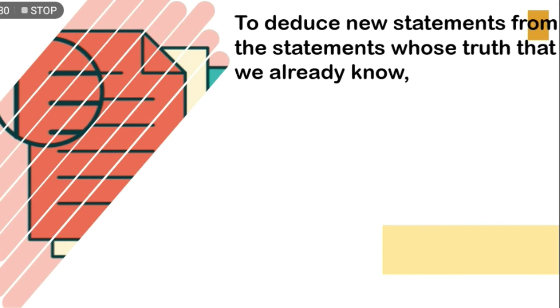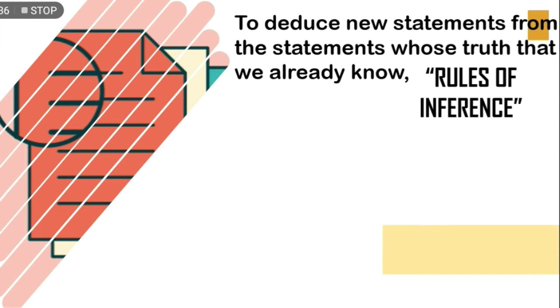To deduce new statements from the statements whose truth we already know, rules of inference are used. When we say inference, it is a conclusion reached on the basis of evidence and reasoning. In this topic, there are terms that we need to remember.